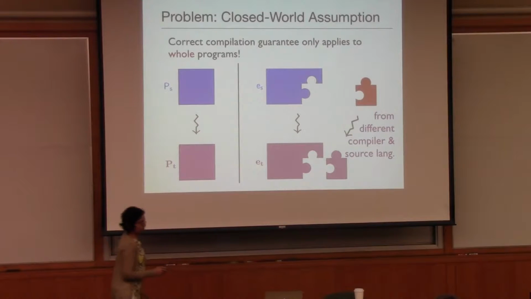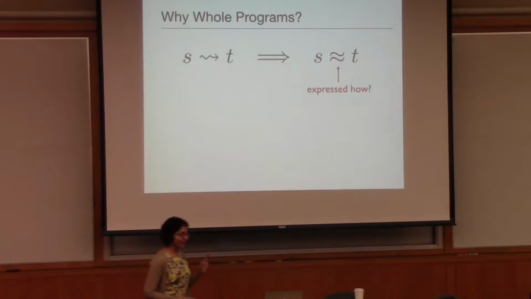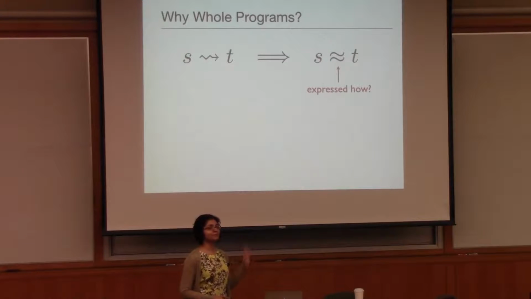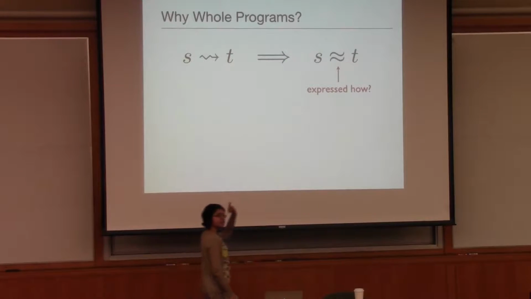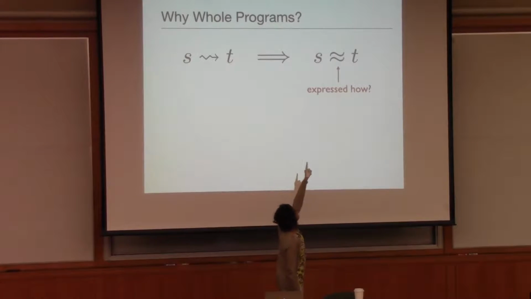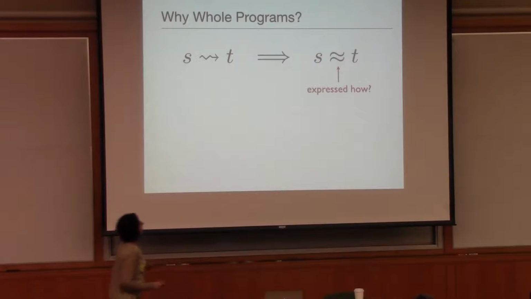All right, so now let's get to the crux: why is it that all of these papers that I've mentioned make this whole program assumption? The whole question comes down to digging deeper into how this e_S is equivalent to e_T is expressed. All right, how is it expressed?